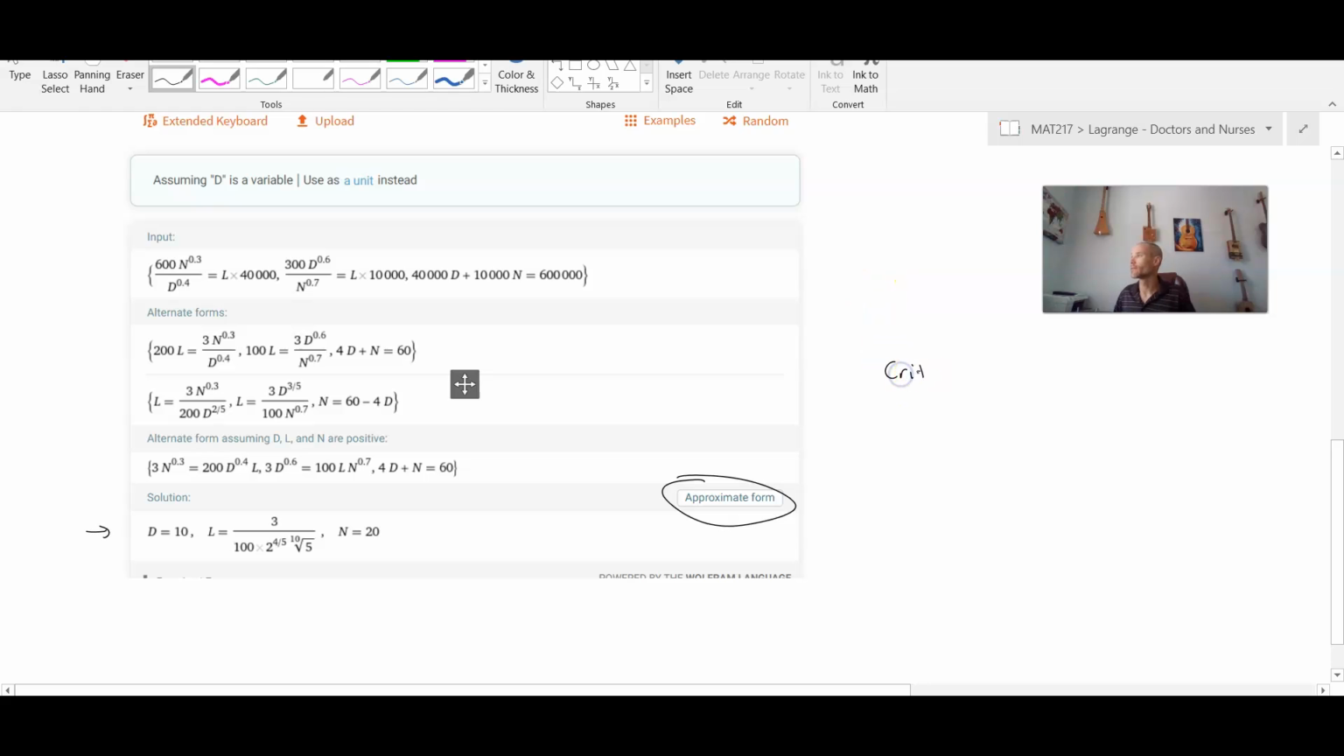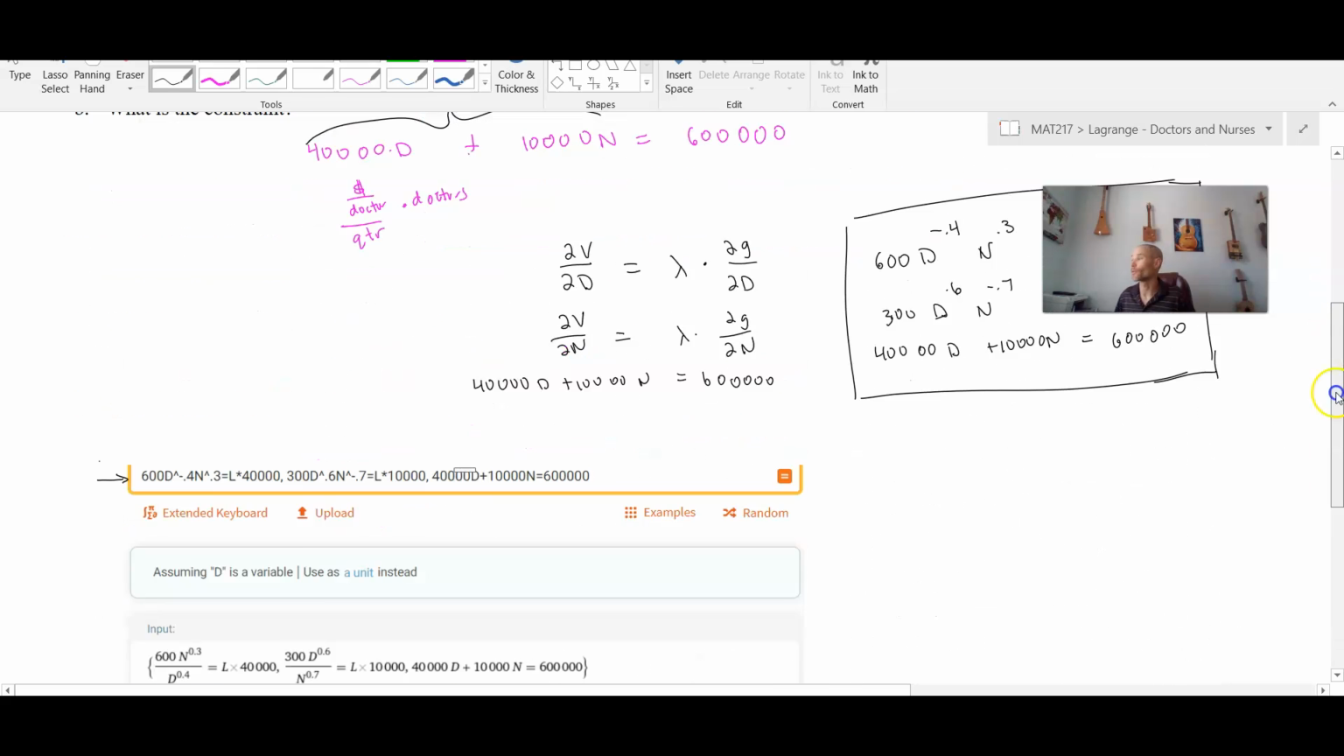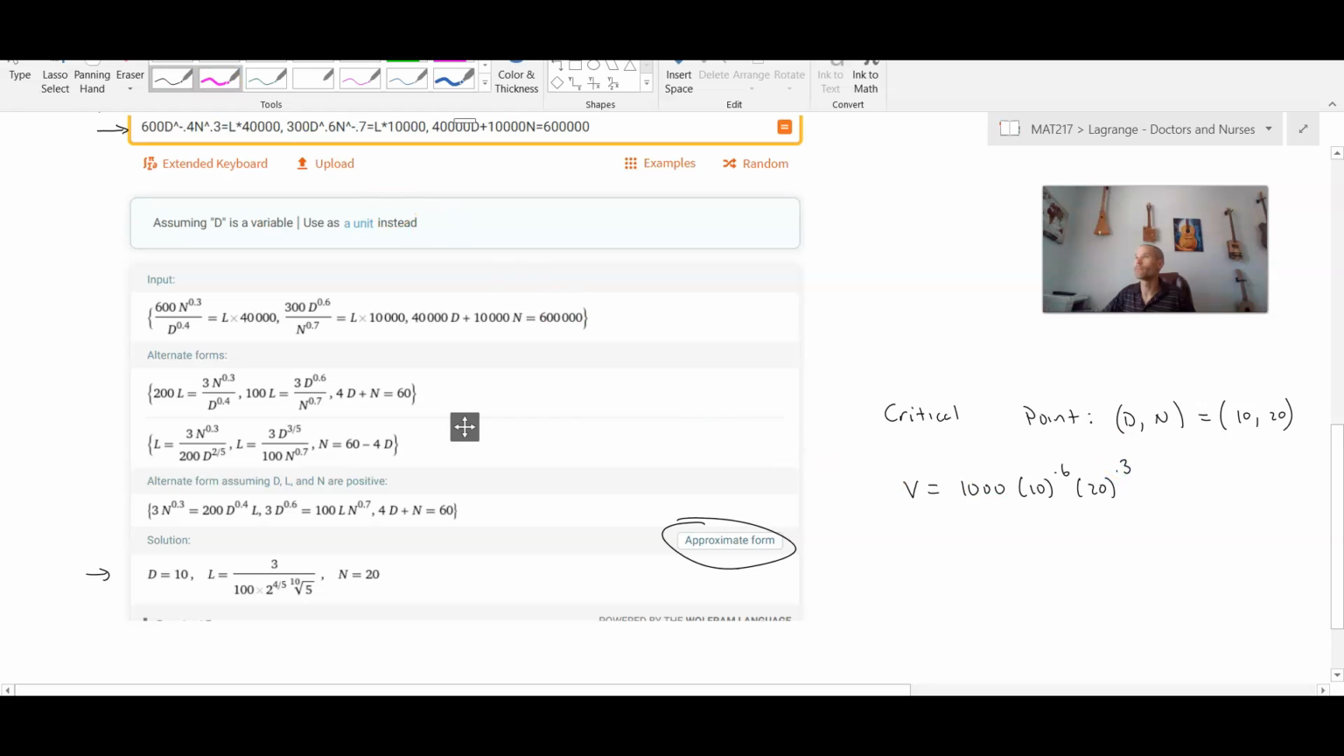So our critical point is the point d equals 10 and n equals 20. So in other words, we should hire 10 doctors and 20 nurses in order to fully use up the budget and to maximize the number of patient visits. If we want to know what the number of visits amounts to, we could calculate v equals 1,000 times d to the 0.6 times 20 to the 0.3, excuse me, this will be 0.3.